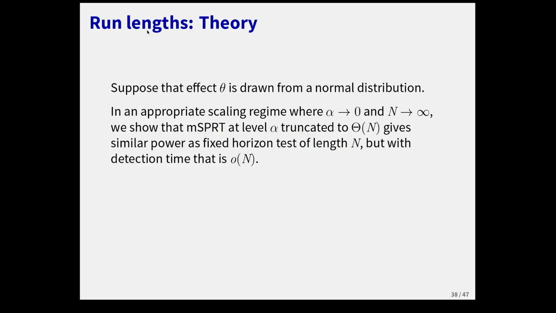Sorry, yeah. So look at an mSPRT that's truncated with a maximum failure time, which is order of the fixed horizon test. We get the same power as the fixed horizon test at a detection time that's little o of n. Okay? So that user model where he stops at a failure time or the first time the p-value drops below alpha, that person is going to stop in time that's little o of the fixed horizon run length in a world in which the effect size is unknown in advance.